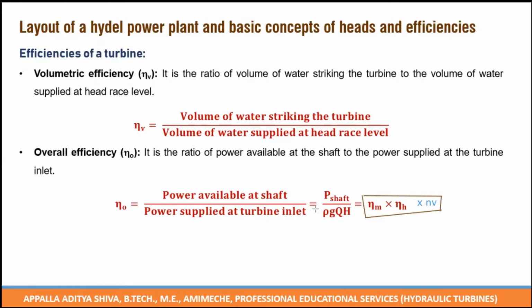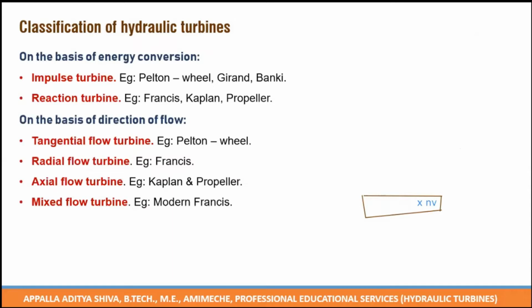Now we have to classify hydraulic turbines. How do we know what sort of turbine we are working with? So first, on the basis of energy conversion. If all the pressure energy, that is all the pressure head available at the reservoir at the head race, is used up in the form of kinetic energy alone, then we call it an impulse turbine. Some examples are the Pelton wheel, the Turgo turbine and the Banki turbine.